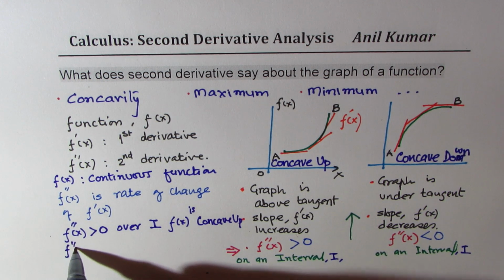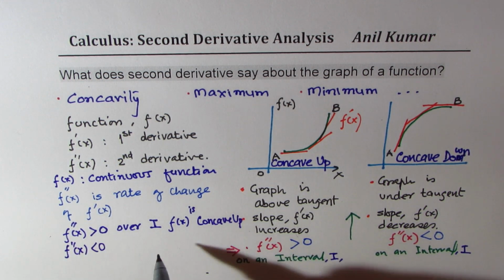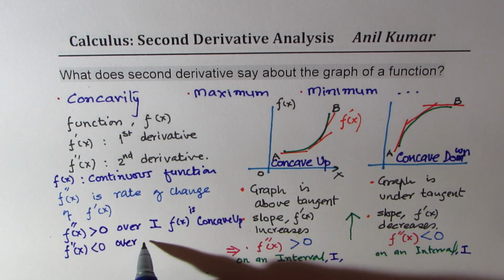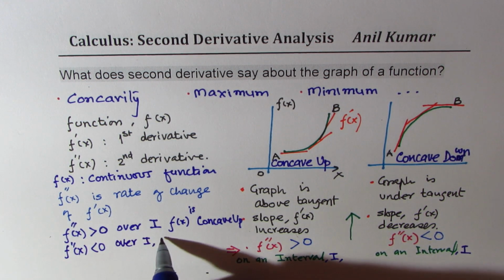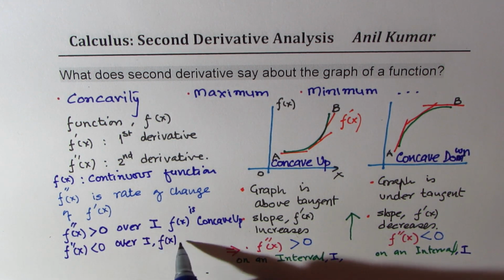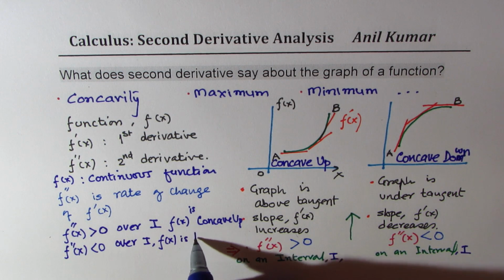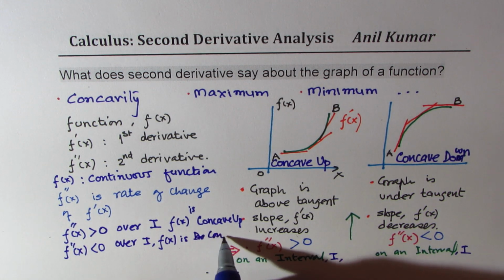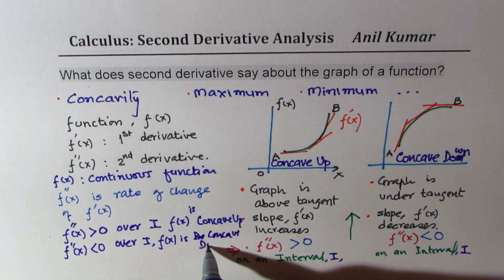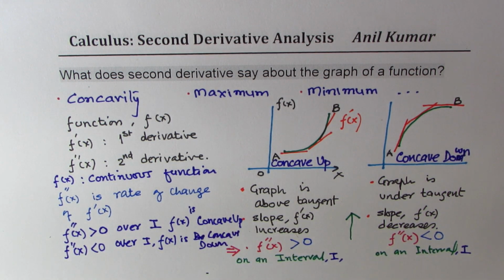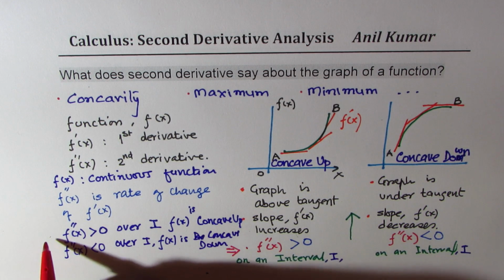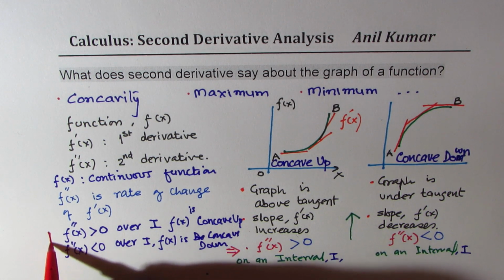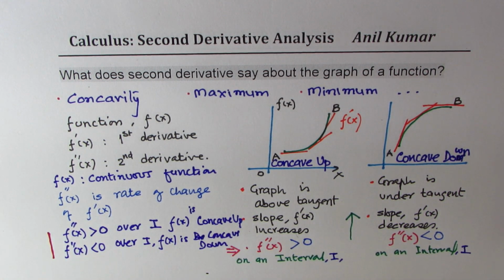And if the second derivative is less than 0 over interval I, then the function is concave down, I have to write, okay. Does that make sense to you, right? So that is what we could conclude from this particular situation.